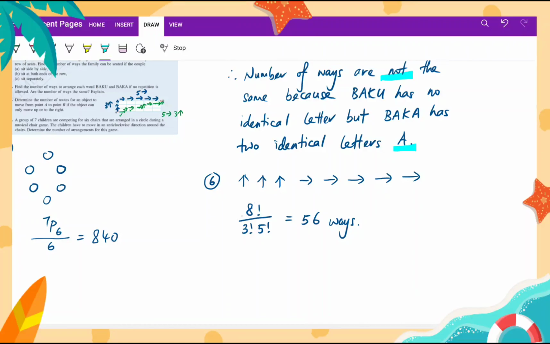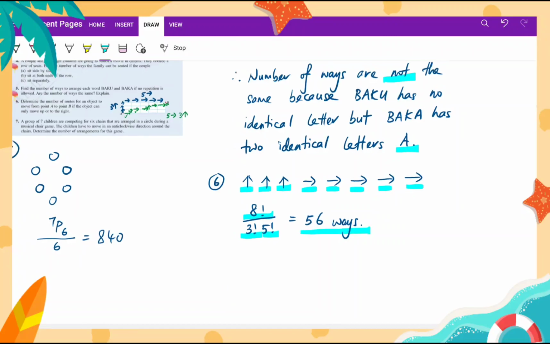So 8 factorial divided by 3 upwards and 5 to the right. So 3 identical motions, okay, which is upward, and 5 identical motions, okay, to the right. So we have 8 factorial divided by 3 factorial and 5 factorial. So altogether we have 56 ways.